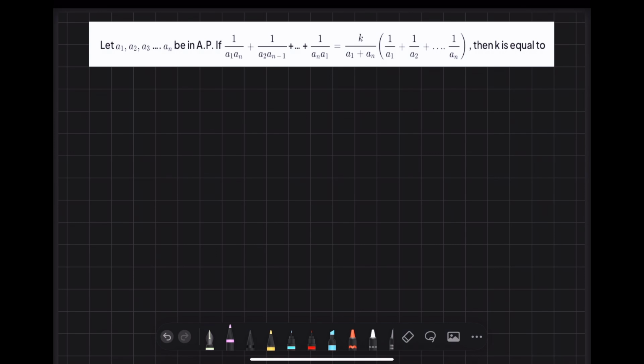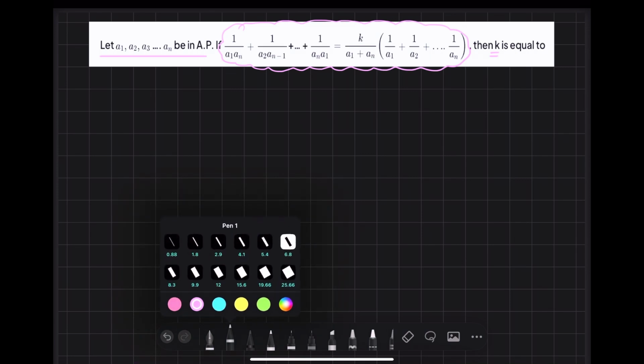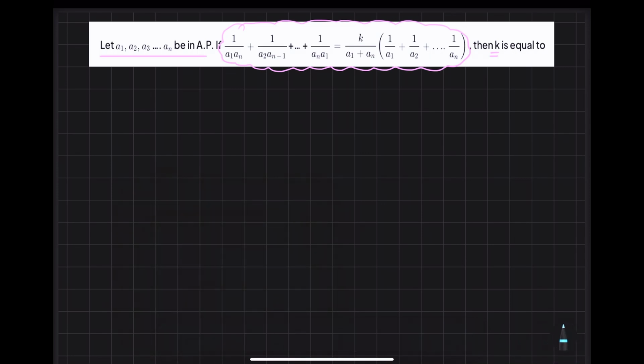So, we got a wholesome new problem which says let a1, a2, a3, ..., an be an AP. So, all the A's are in AP, and then they have given you an equation out of which you have to find out the value of k. So, look at how we will approach this question.